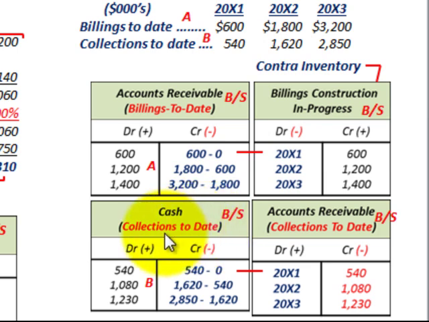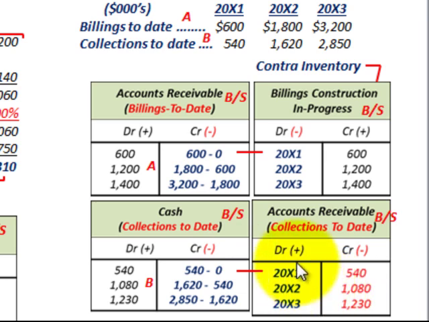And then cash collected would reduce our accounts receivable, and I'm just showing them separately here. They should really be in the same account, but just to understand, for the accounts receivable for the collections to date, that would be cash collections of $540, and so on. You just credit or reduce your receivables by the amount of the cash collections.